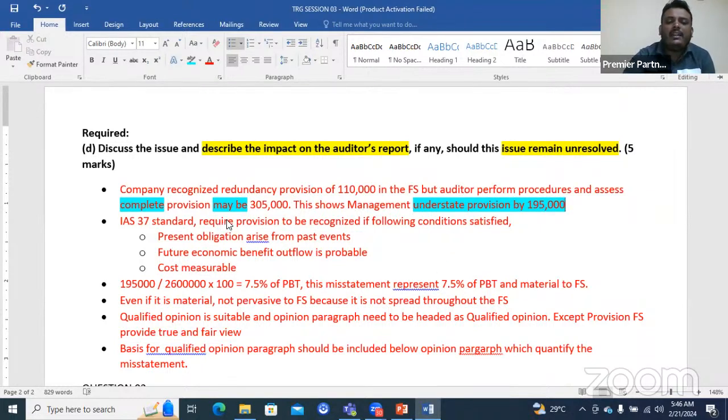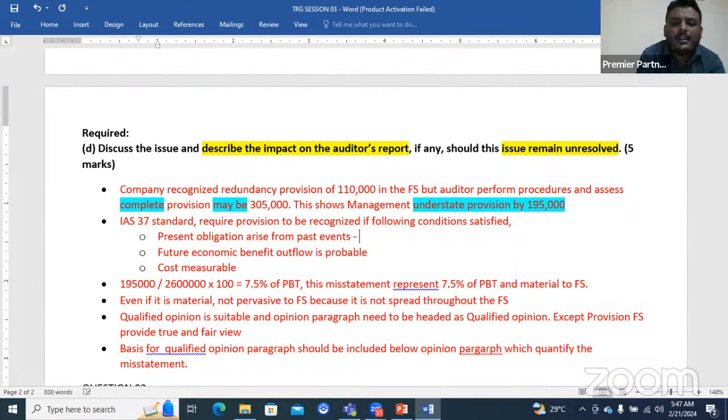IAS 37 requires that a provision is recognized when a present obligation arises from a past event, a future economic benefit outflow is probable, and the cost is measurable. Right? And here I'm adding one more point: the obligation should be reliably measured. So we should reliably measure this particular obligation. That I can say is best estimate.